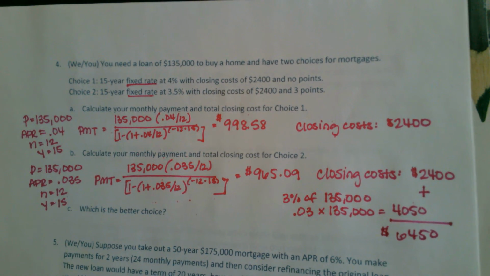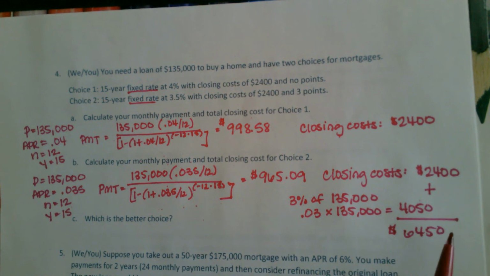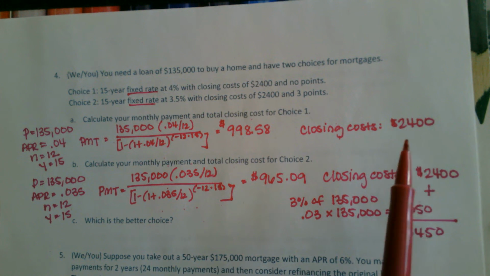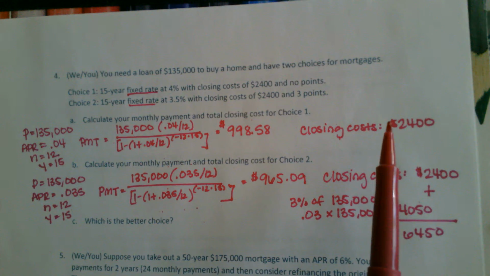So part C, which is a better choice? MyMathLab, you're going to have multiple choice here. But if we're comparing them, it really depends on which is more important to you. So closing costs are paid up front. And so if you don't have the $6,450 to pay right away, but you can afford the $2,400, that would mean that choice 1 would be better, right?